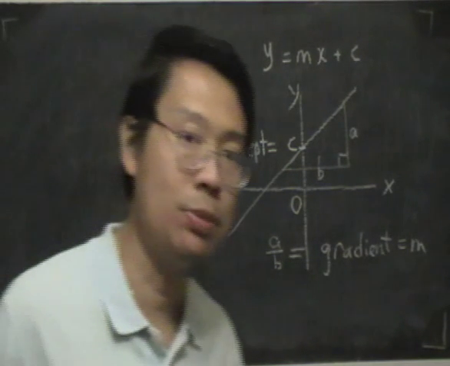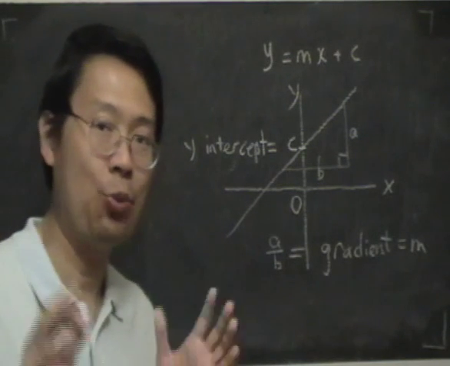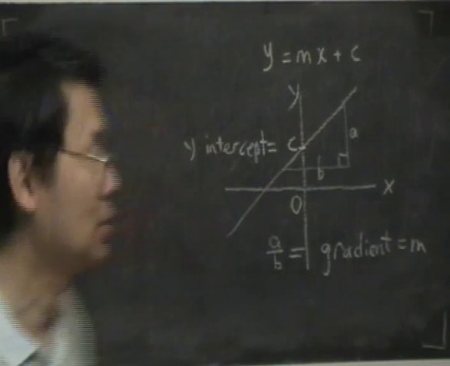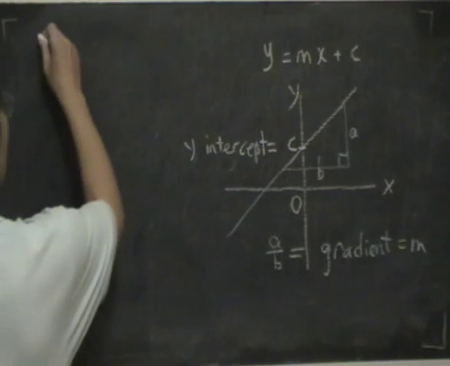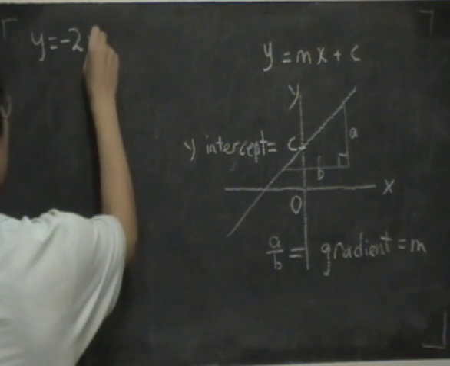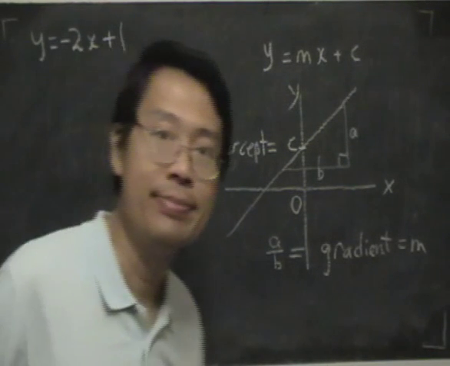Now let's do something more exciting. Let's see what happens if the m is negative. So let me do this. y is equal to minus 2x plus 1. What happens then?